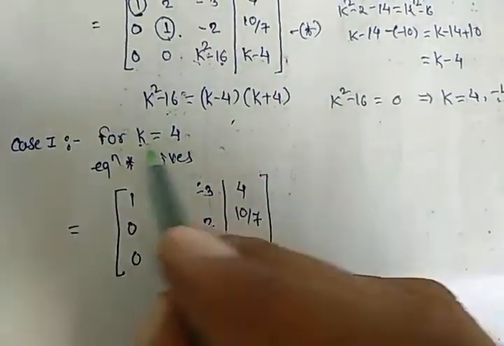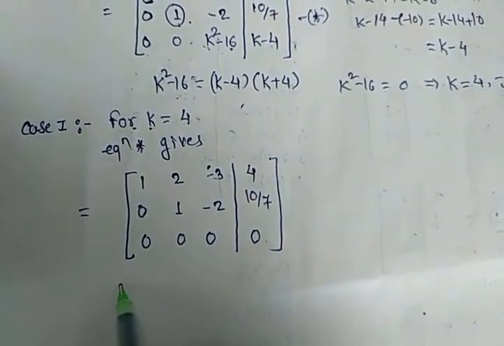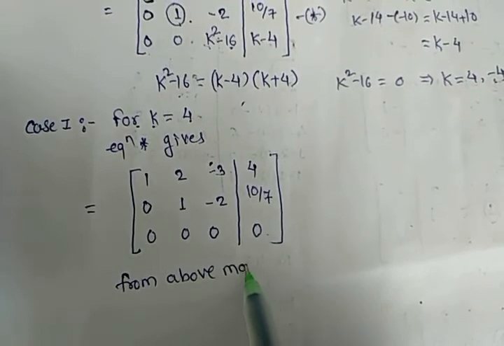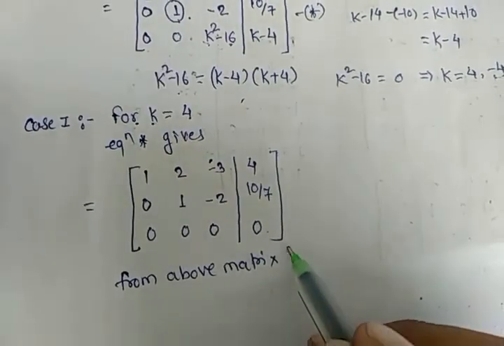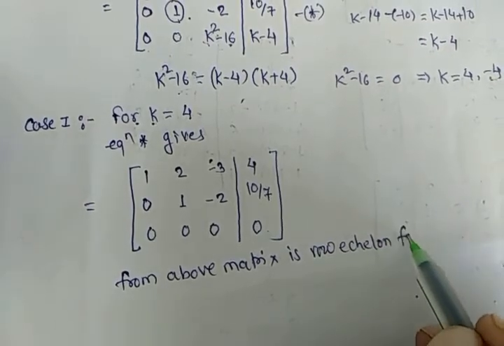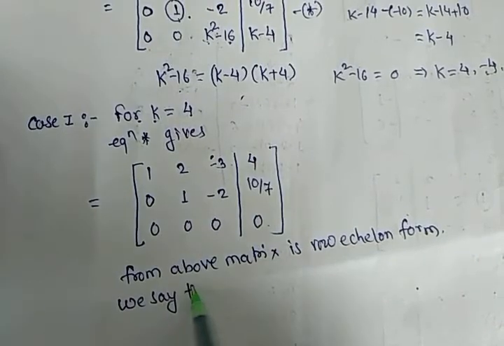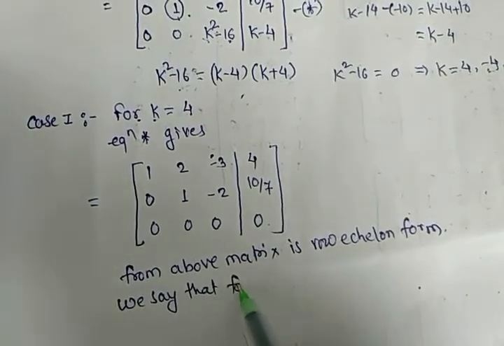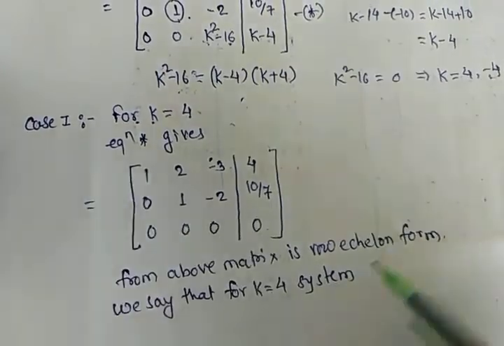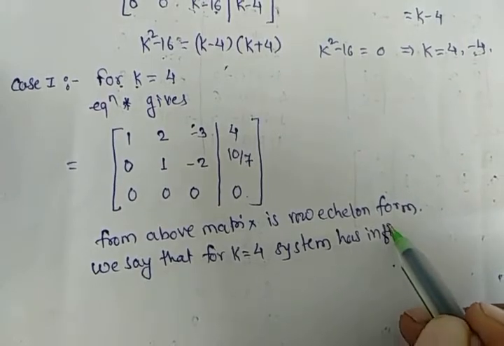Okay, so for k is equal to 4, from the above matrix, which is in row echelon form, we say that for k is equal to 4, the system has infinitely many solutions.